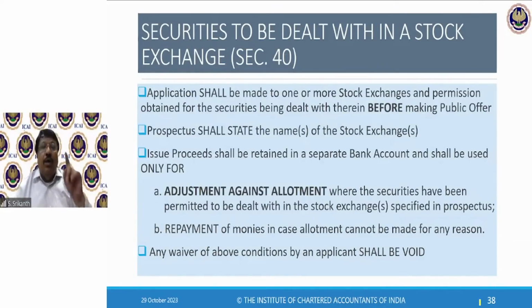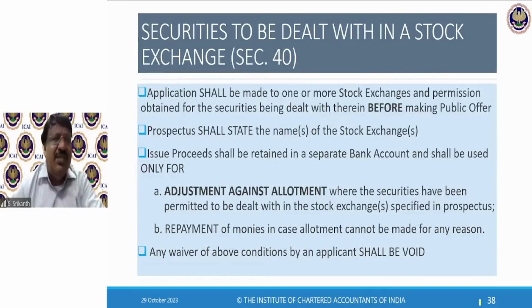Before, meaning what? When the prospectus is issued to the public on that date, you should have already obtained permission for the securities being dealt with. Please understand, it's very important. First, you go to the stock exchange, get them to agree. They agree. Then only you go public.